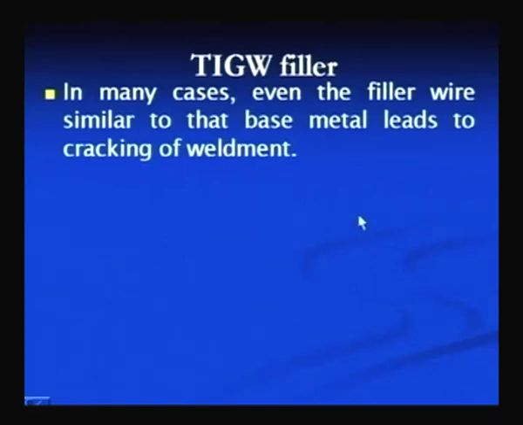Here we will see some other aspects related to the selection of the tungsten filler wires. In many cases, if the filler wire is the same as that of the base metal, even then it causes the cracking problem. Cracking in the weldment mainly takes place due to the development of residual stresses, and if the strength of the metal at high temperature is poor, it can lead to the cracking of the weldment even when it is very hot. That is known as hot cracking or hot shortness or solidification cracking.